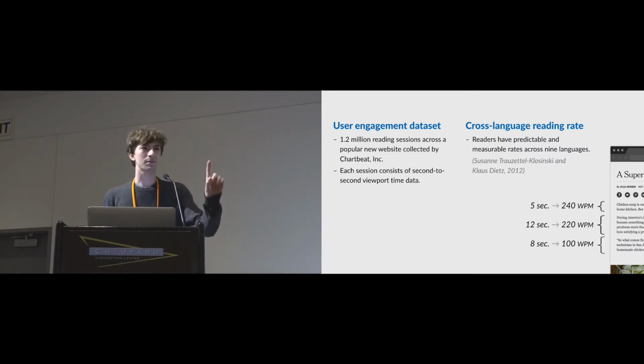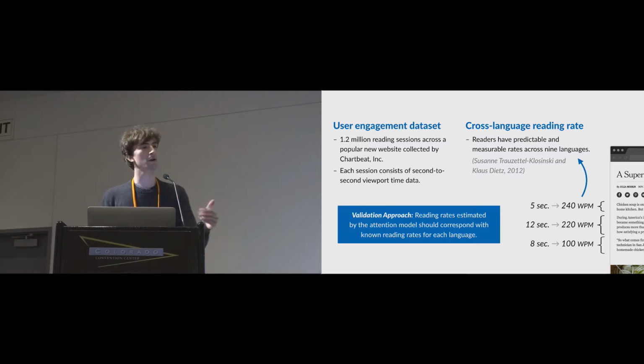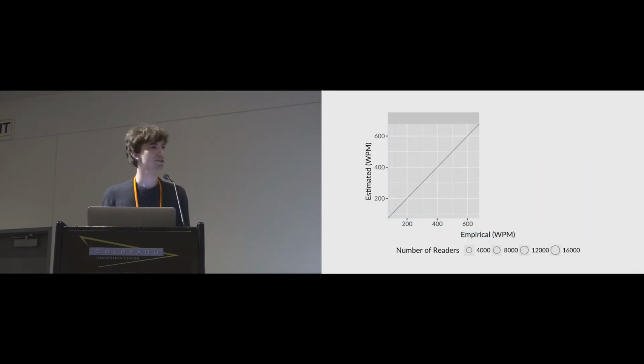So I want to be clear, this is a validation approach, and this is how we can verify that the model works and measures attention, because reading rate is a byproduct of how we measure attention in this model. But we aren't really specifically interested in reading rate, although as an aside, this I think is the largest reading rate study ever conducted, just in our validation section. So how does this work, and do these models work?